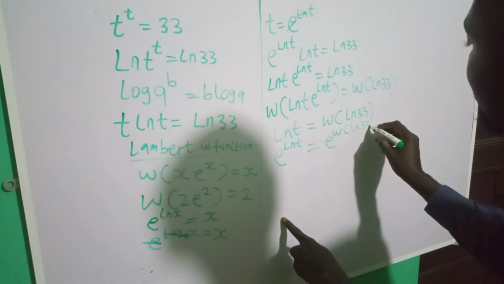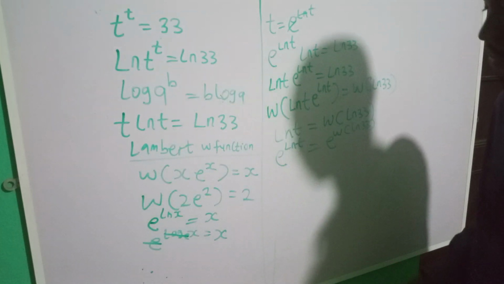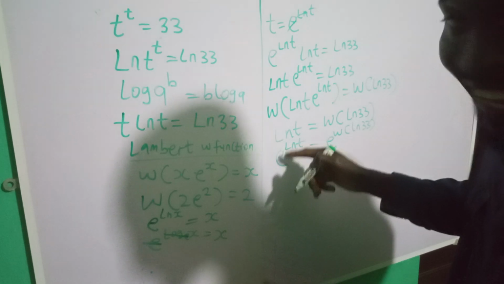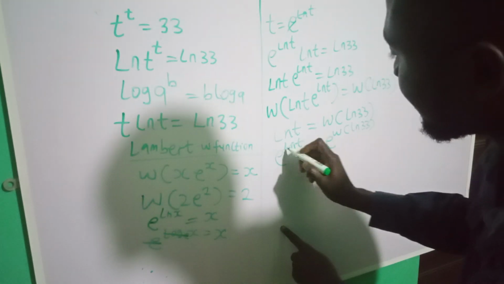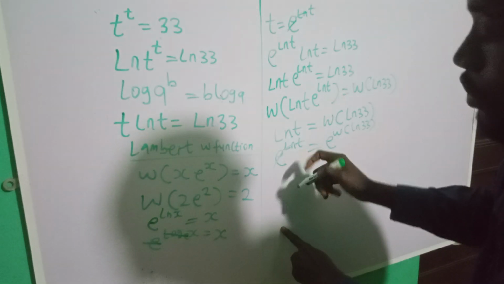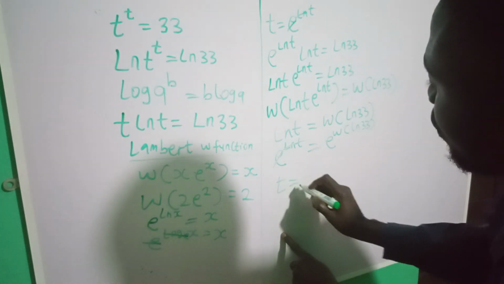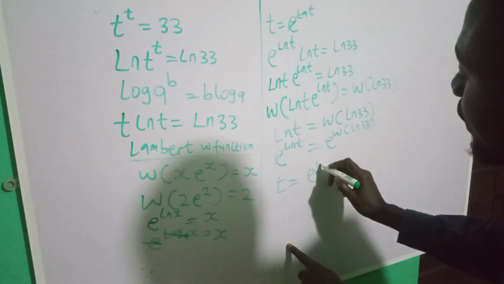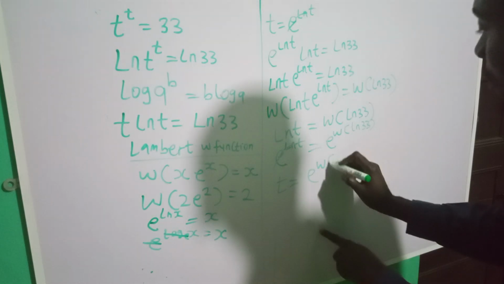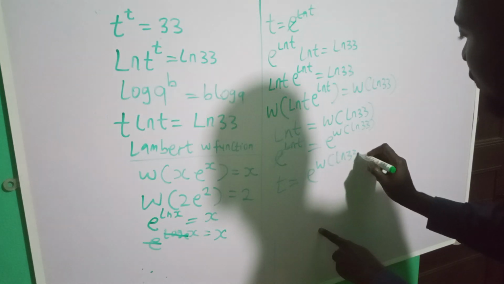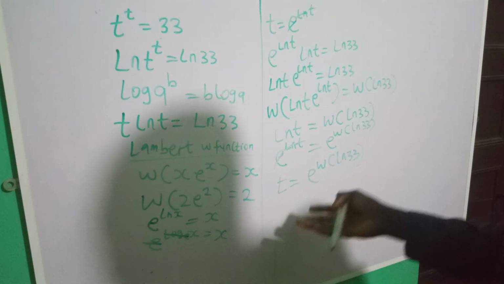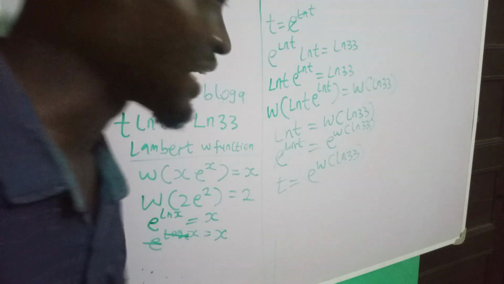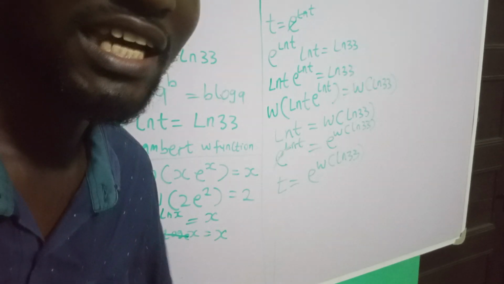Since e and ln are inverse functions, they can cancel out. So ln cancels e, and I'll be left with t is equal to e raised to power Lambert W function of ln 33. Now this is the value of t that satisfies this equation. Try this out in your calculator and see what you get as your result.